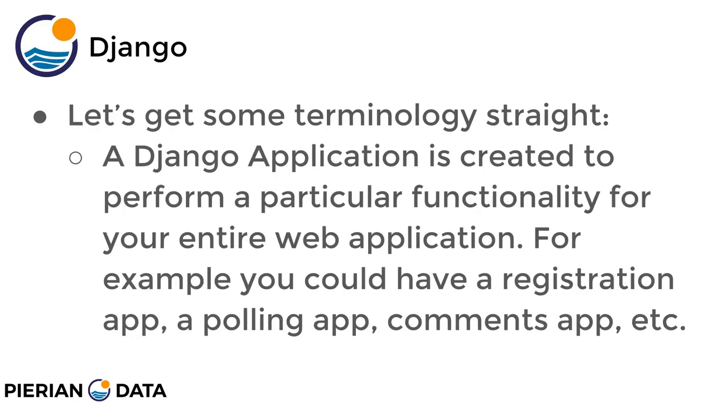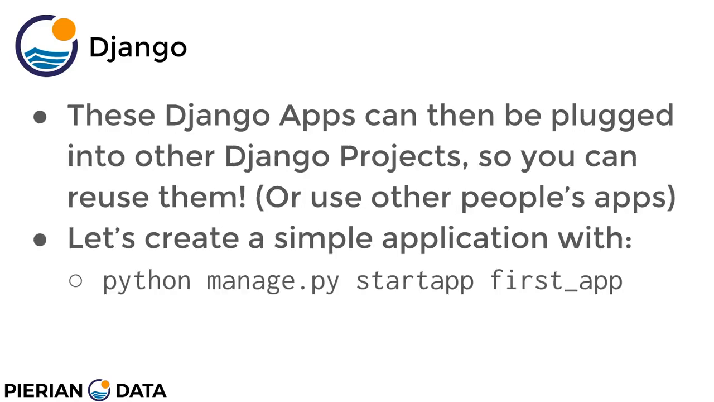A Django application is created to perform a particular functionality for your entire web application. So for example, you could have a registration Django application, or a polling Django application, a comments Django application. So a polling app, comments app, etc. These Django apps can then be plugged into other Django projects, so you can reuse them, or more importantly, use other people's Django applications. This process of being able to take a Django application and plug it into another Django project leads to the terminology of pluggable Django applications.